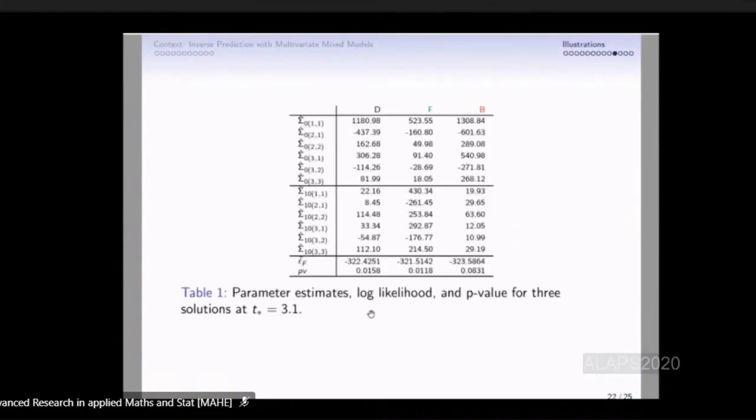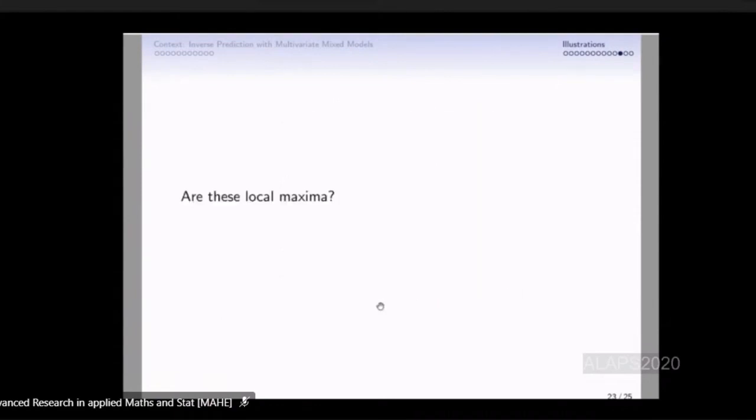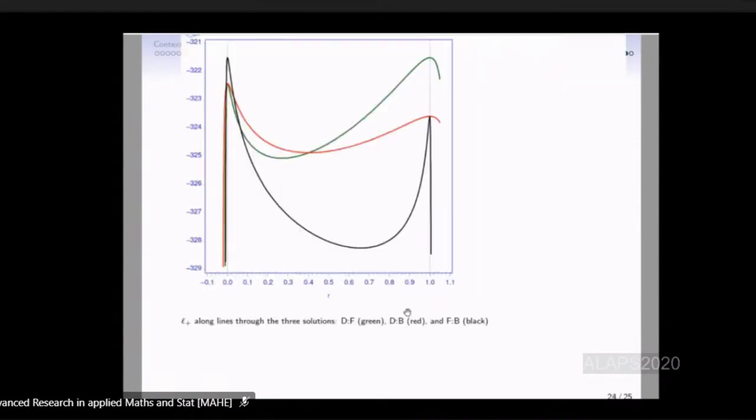There is a question. Here we have three different solutions. Are they even local maxima? So I briefly tried to look at that. I'll explain this. The curve being plotted here is the profile log likelihood function. Now there are 3 points there. So I looked at the line connecting the D to the F, the D to the B, and the F to the B, and drew lines through those and extended them slightly.